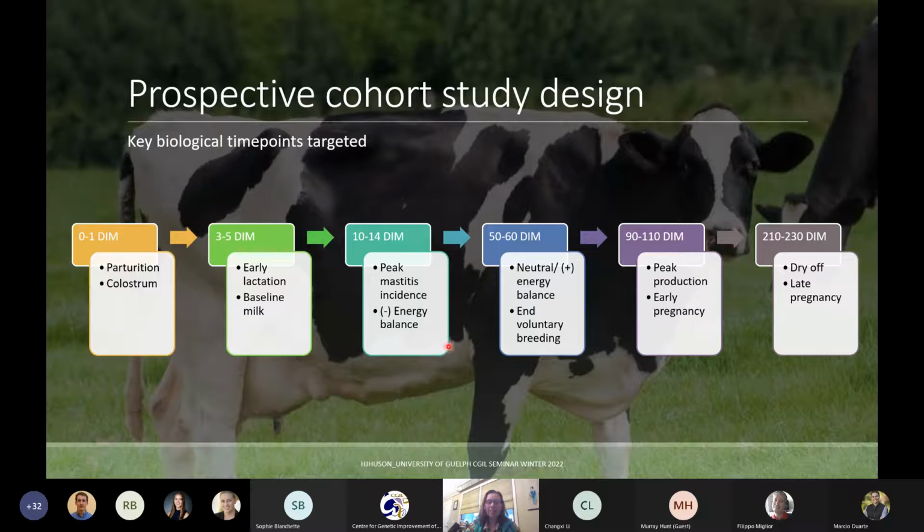Then we extended our time points out to 50 to 60 days, where we're moving into more of a neutral energy balance and the end of the voluntary breeding time primarily. This took us out to 90 to 110 days, which was really peak production and early pregnancy, the cow's into the swing of things here. Then we finished this off right near dry off. Our samples were taken before they were dried off, but it's getting close to dry off in later pregnancy. So this is one of the unique things. Not only is it longitudinal, but I focused on biological time points, not just consistent days, weeks, or months.